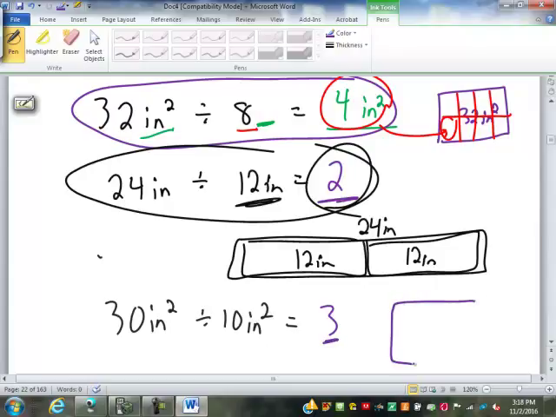What this is saying is, if I have 30 square inches and I need to cut it into pieces that are each 10 square inches, how many of those pieces am I going to get out of it? I'm going to get 3 of those out of it.